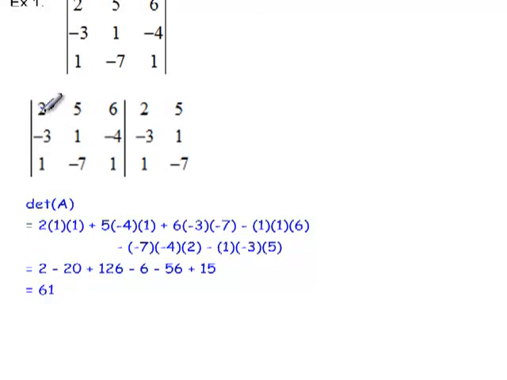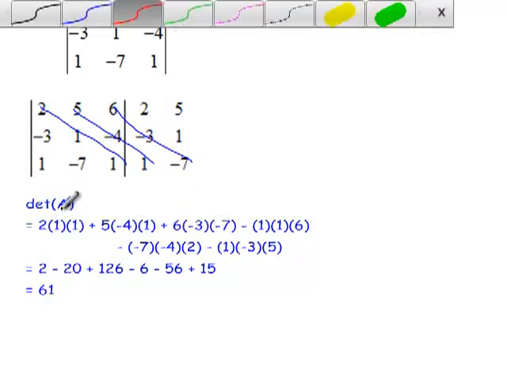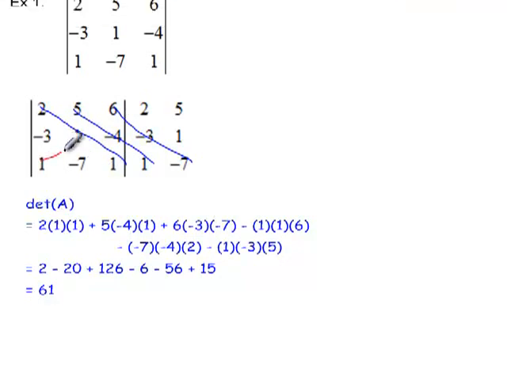So you multiply 2 times 1 times 1. That's your first group. And then you multiply 5 times negative 4 times 1. That will be your second group. Third group will be 6 times negative 3 times negative 7. And you add them up. Now you can go the other way. It will be 1 times 6 will be the next group, but it will be minus. Minus negative 7 times negative 4 times 2. Minus 1 times negative 3 times 5.